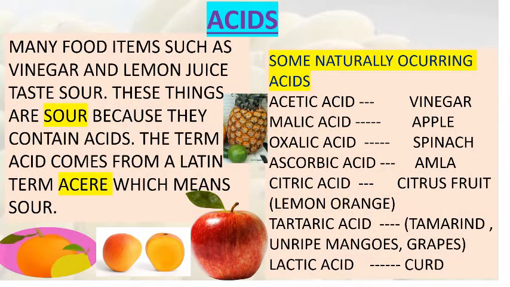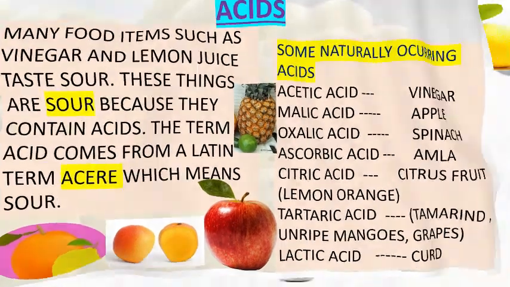Acid derives from the Latin word acere, which means sour. So the substances which are sour in taste are acidic. Some of the acids are found naturally in our food, like lactic acid is present in curd, ascorbic acid is present in amla, apple contains malic acid, citrus fruits contain citric acid, like lemon and orange, these are all citrus fruits, and spinach and tomatoes contain oxalic acid.